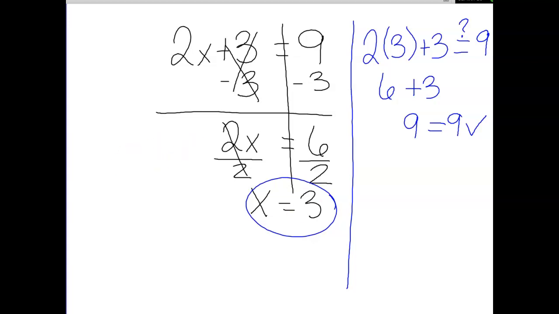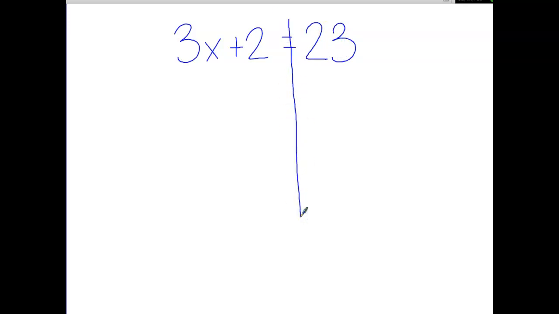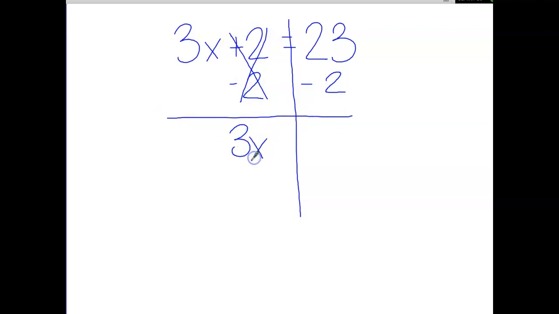All right, example 2. I have 3x plus 2 equals 23. Draw my line to split my equation. I always work with the side that has the variable, so I have a plus 2 next to that variable. So in order to get rid of it, I'm going to subtract 2. I made 0 pairs, so I get 3x. And on this side, if I have 23 minus 2, I get 21.